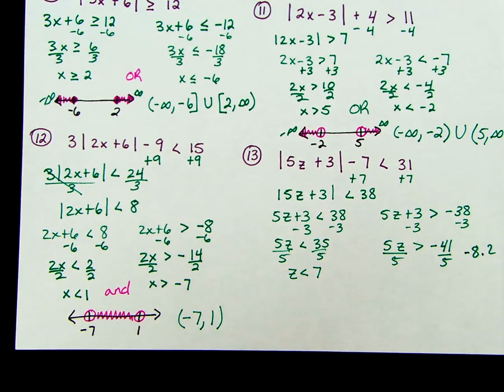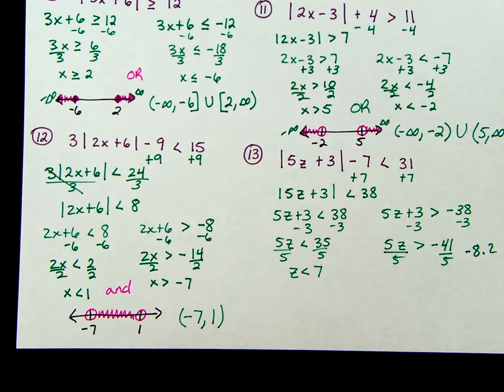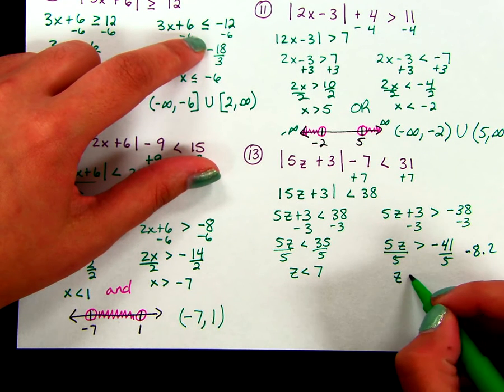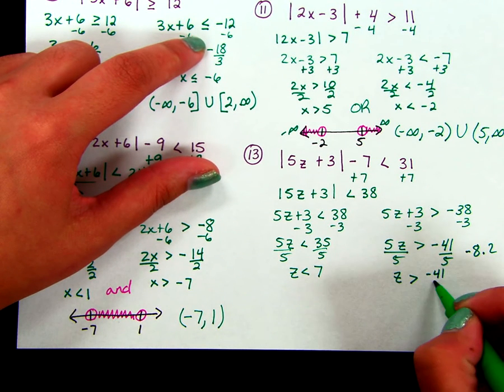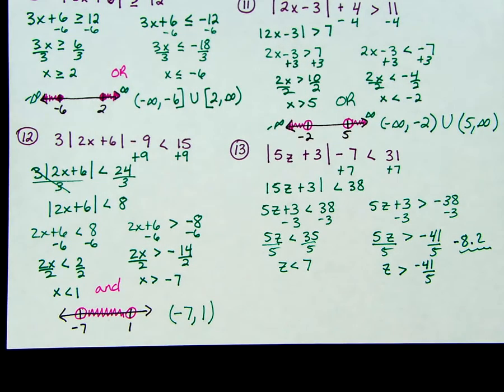But we're going to leave this as a fraction. Okay, so this is really just to give us an idea of where we should put this on a number line. So really our final part for this is going to be z greater than negative 41 over 5. In our heads, we know that it's negative 8.2. So again, that's just to give us an idea of where to put it on the number line.